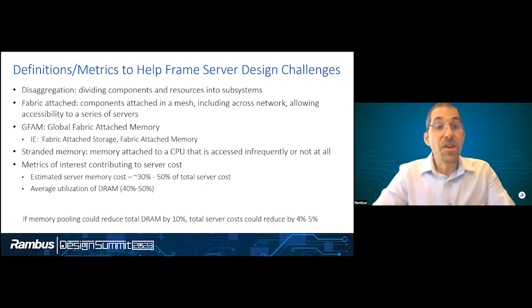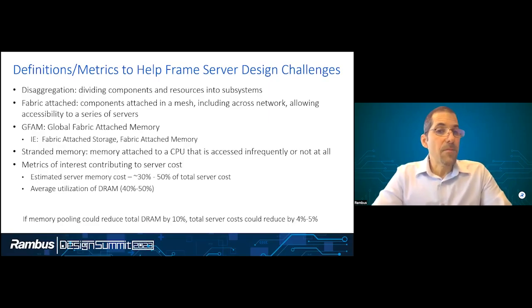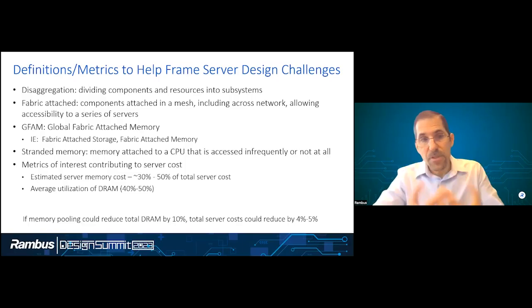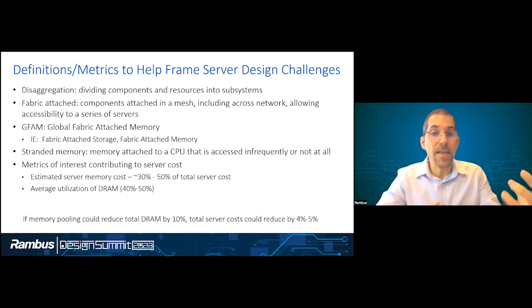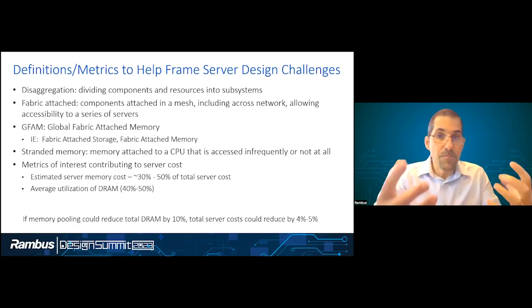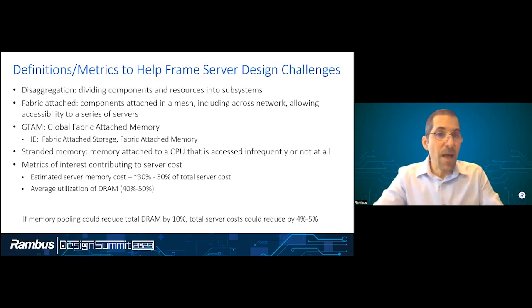Fabric attached is another terminology that you may have heard a lot about in the industry, and I'll talk a little bit about it in this presentation and how it relates to some of the design challenges. Essentially, if you can visualize fabric, it's like a mesh in a cloth, and it works the same way in a server system, networks, and so forth. It allows accessibility across a series of servers and components in almost any direction, point to point.